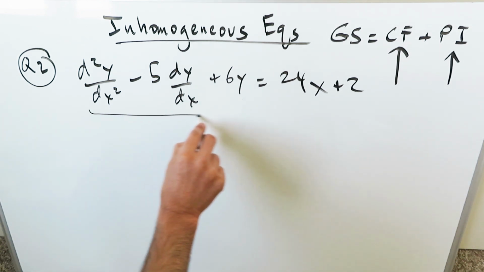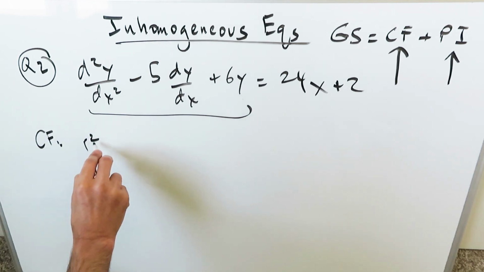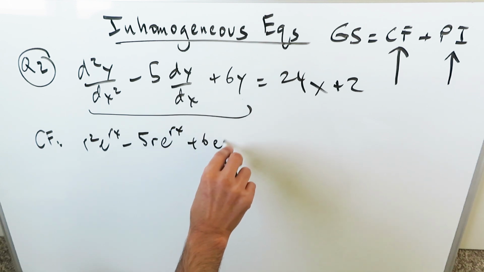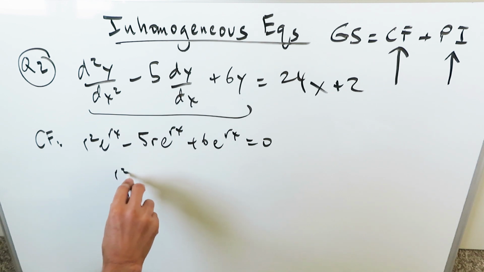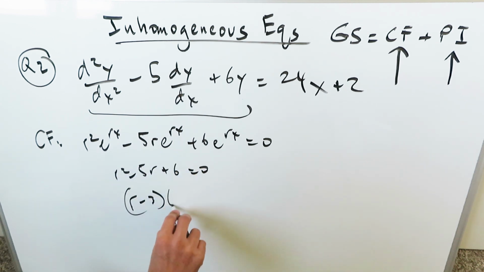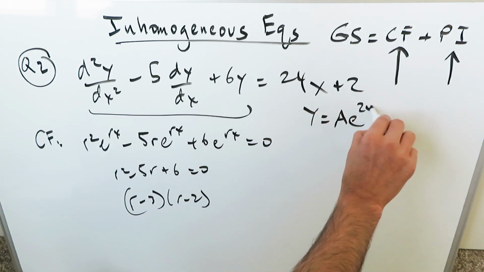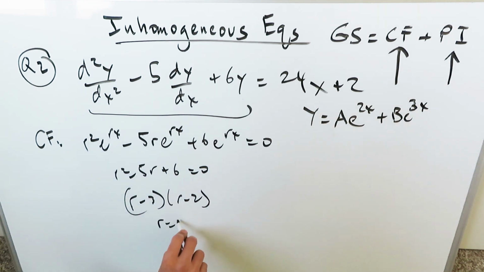You're going to focus on this part again, and you will do your complementary function. You know that. We had r squared e to the power of rx minus 5r e to the rx plus 6 e to the rx is equal to 0. That part is the same, and you solve this out. You'll have r squared minus 5r plus 6 is equal to 0. You have r minus 3 and you have r minus 2, and you're getting here y is equal to a e to the 2x plus b e to the 3x. That's what it is, because r is equal to 3, 2 or 2, 3, doesn't matter. You could change the order over there, but that right there is your complementary function.